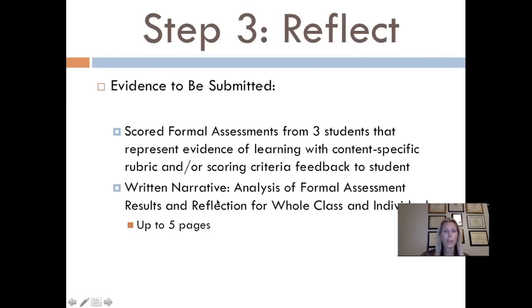And then you'll also be submitting the analysis of formal assessment results and a reflection for the whole class and individuals template that's up to 5 pages.